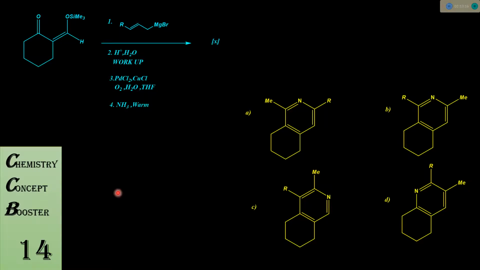So this is the question. An allylic Grignard reagent is used, then workup, then palladium chloride and CuCl. After seeing these reagents, you can recognize, I think, the Wacker oxidation reaction. We all know that these reagents are normally used in Wacker oxidation. So let's see the options.